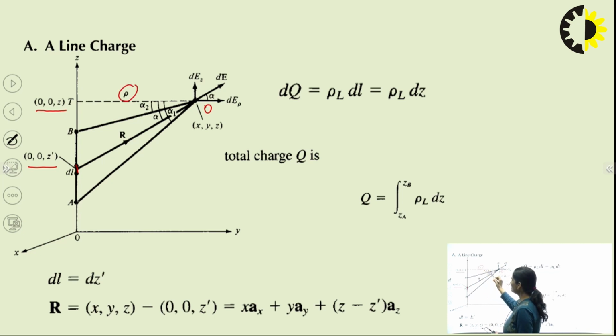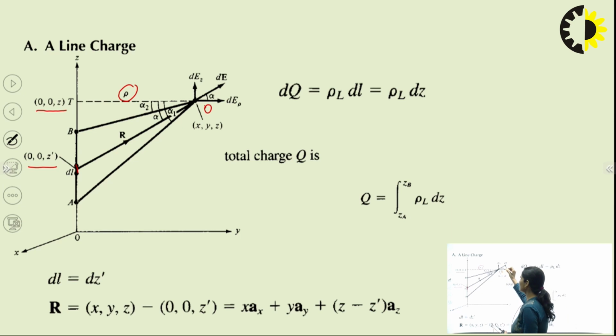Now here the angle between this line and this A is alpha 1, here this is angle alpha, and this is angle alpha 2. This is the radius, or you can say this is the distance between this line AB and this point O. Now find the electric field intensity.